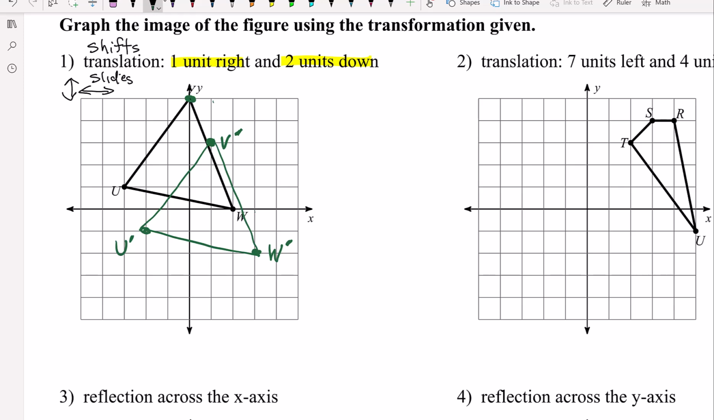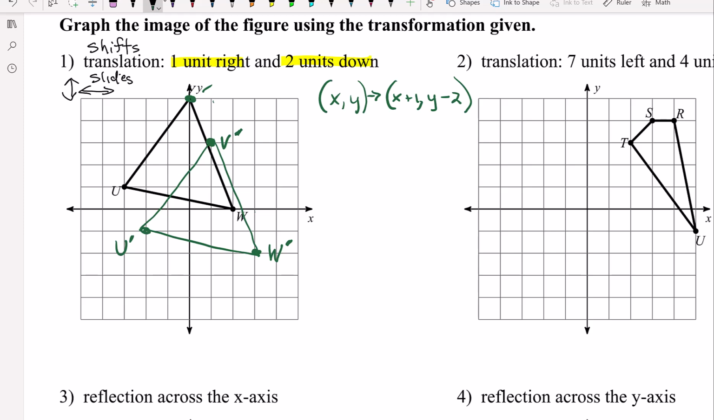However, what I also want them to understand is how to do it without just using the visual way. Because let's say the graph isn't there. So if the original is (x, y), on this one, we're going to move right once, so that's x plus 1. And for all of the y's, we're going to go down 2.